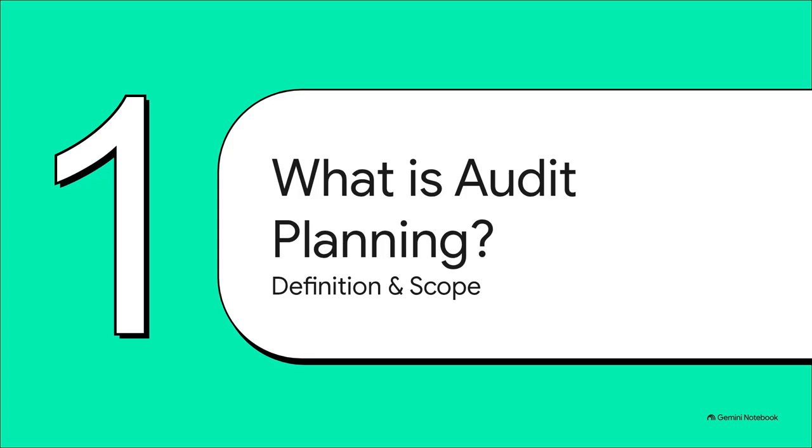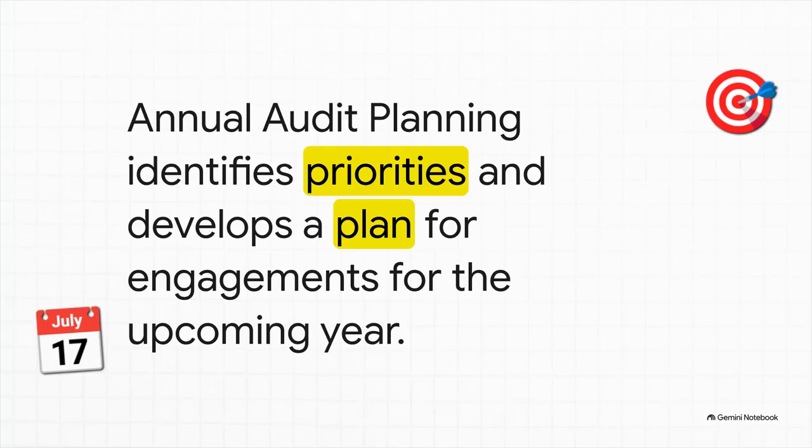So, kicking things off with Section 1, what is annual audit planning? At its core, annual audit planning is the process of identifying priorities and developing a plan for audit engagements for the upcoming year. It's really that simple. Just picture a corporate executive team gathering together in Q4. Let's be real, they simply can't audit every single thing in the company. That would literally be impossible, right? So they need to sit down, map out their priorities based purely on risk, and build a highly specific roadmap for the entire next fiscal year.